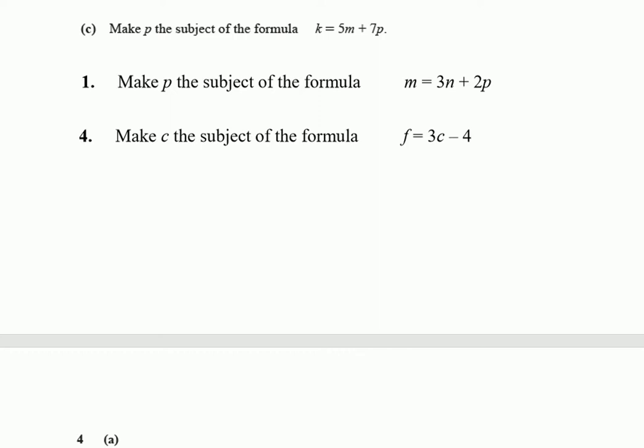Okay, so we're rearranging some formulas now. We're going to start off with k equals 5m plus 7p. Now, this is just like solving an equation. So as far as we are concerned, p is x and everything else is a number. So what I'm going to do is take my 5m and move it away from p.